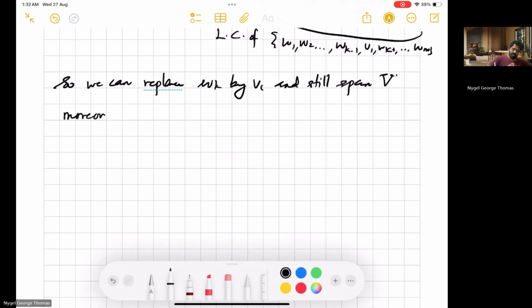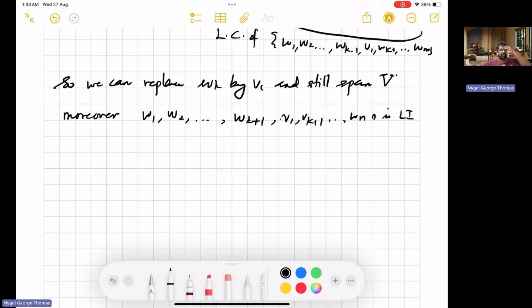Moreover, w1, w2, etc. wk minus 1, v1, wk plus 1, etc. wm is linearly independent also. How do you prove this? Assume they are not linearly independent, and again show this by contradiction. How do we show this? This is something which we have to think about. We'll come back to this.